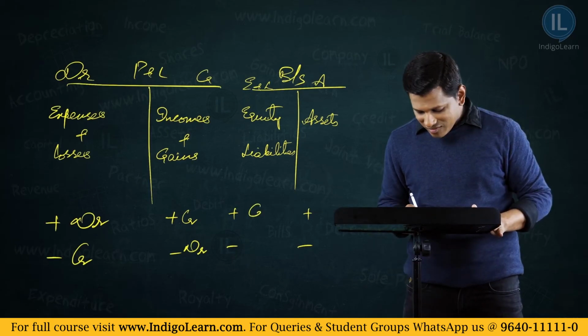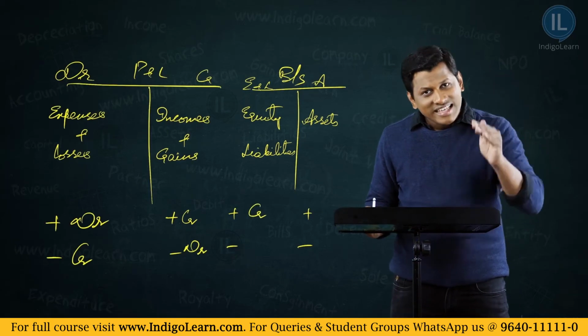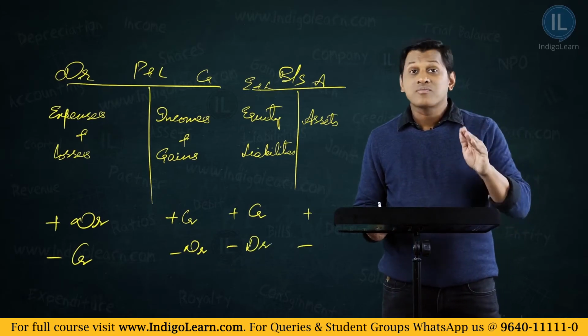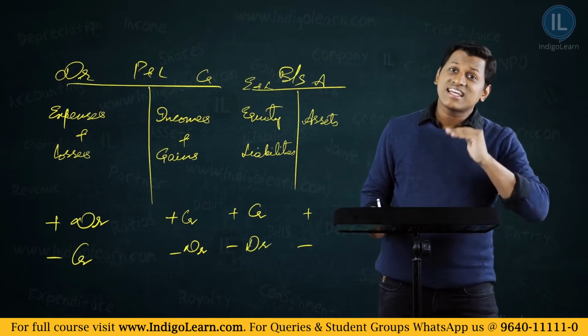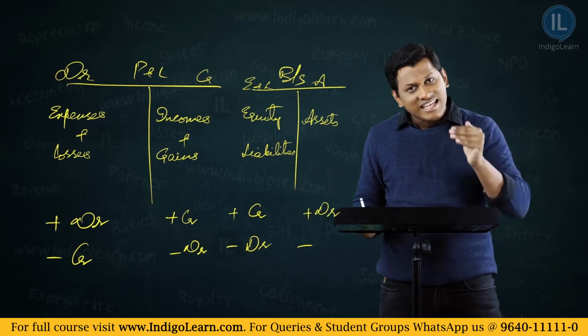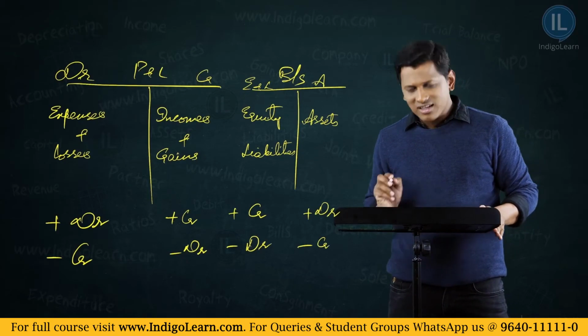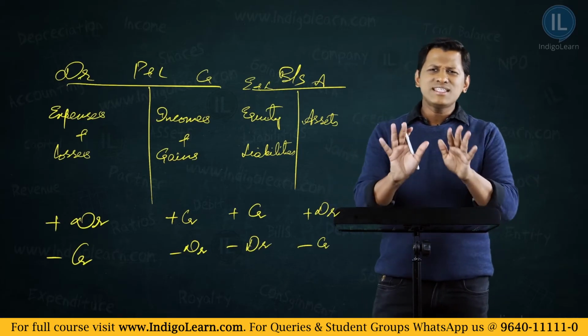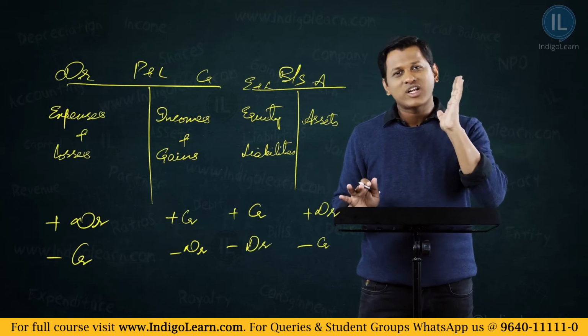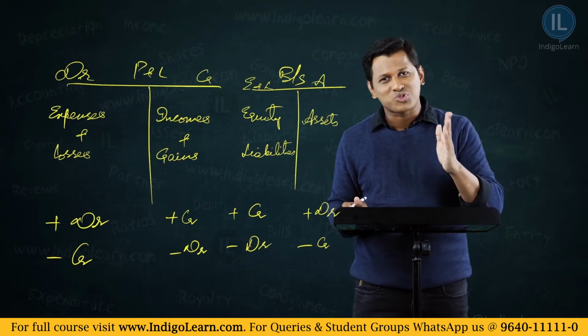If they are increasing, we will credit. If they are decreasing, we will debit. Clear? Then assets. If assets are increasing, we will debit. If assets are decreasing, we will credit. Friends, this is the basic principle you have to bear in mind. Now, let us look at what kind of rectifications we are supposed to do.